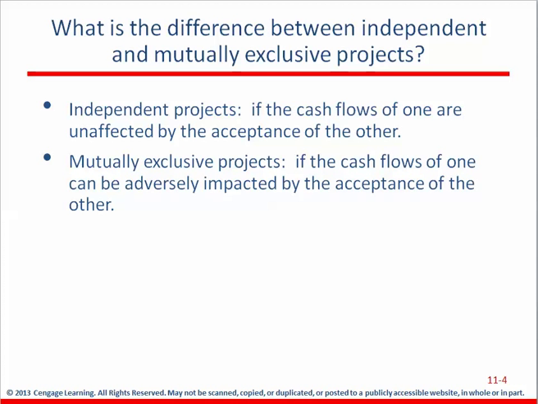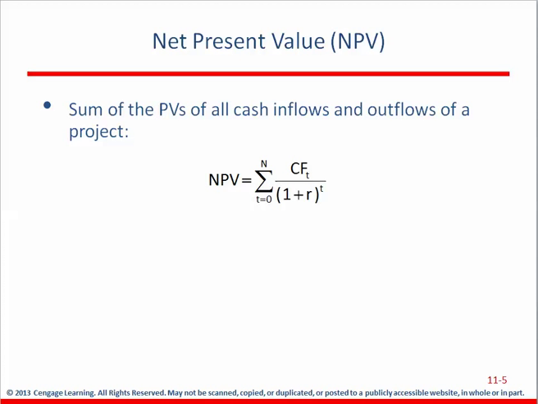Mutually exclusive projects would be when you're evaluating perhaps two different ways to accomplish the same goal, and so you're not going to do both, you're going to do one or the other. That's an example of mutually exclusive. And it makes a difference in the evaluation if the projects are mutually exclusive or independent.